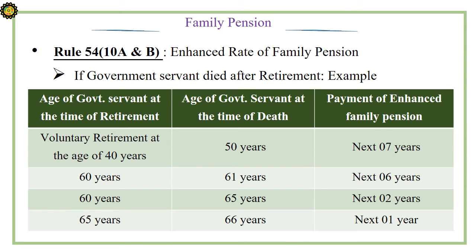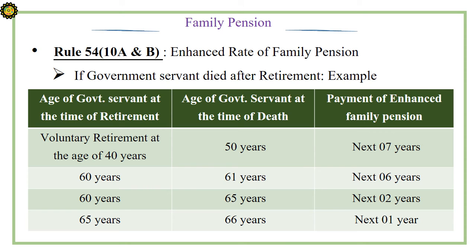In column number 1, age of government servant at the time of retirement. In column number 2, age of government servant at the time of death. And in column number 3, payment of enhanced family pension. Voluntary retirement at the age of 40 years, age of government servant at the time of death, 50 years: enhanced family pension, next 7 years.